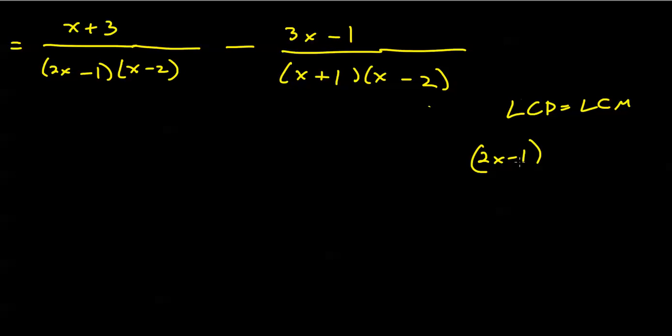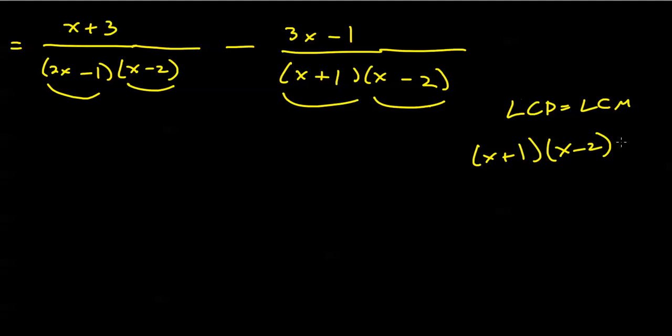Well, you know what I'm going to do? I'm going to order it like this. My LCD must contain a factor of x plus 1. It must also contain a factor of x minus 2. And I see x minus 2 is already included here, so I don't have to include it again. And I also must have a factor of 2x minus 1. Sorry about crowding this in on the right.